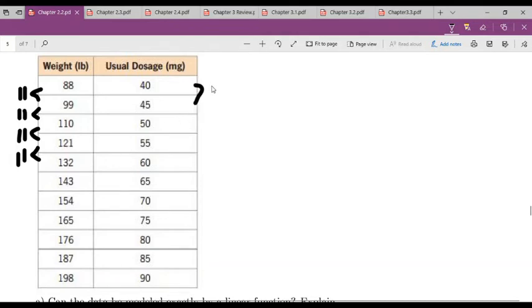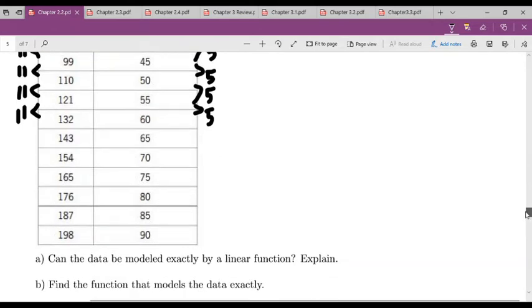This is an increase of 5. This is an increase of 5. And if you follow the line, they all increase by 5. So, can it be modeled exactly by a linear function? Yes, it can.